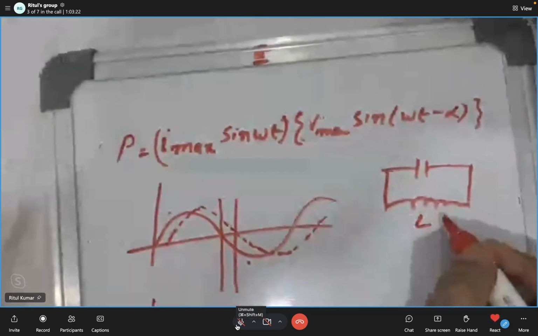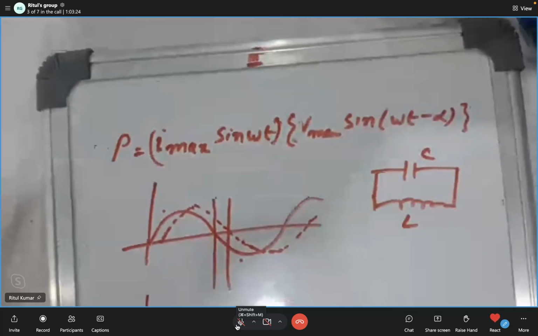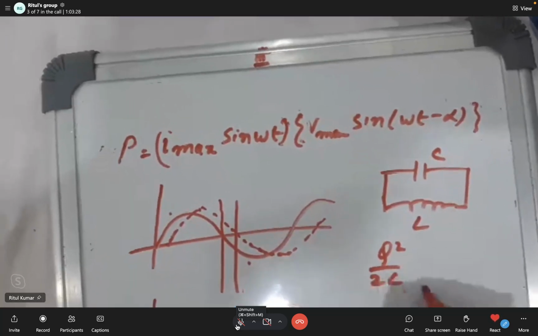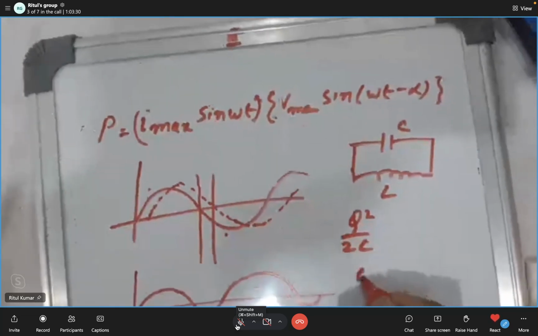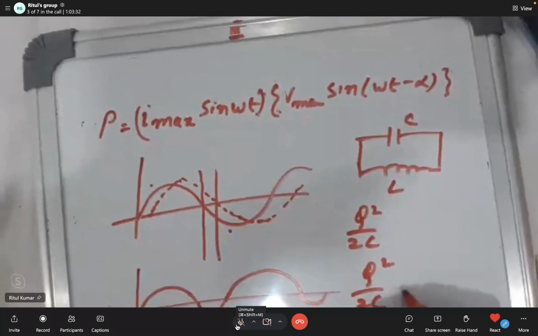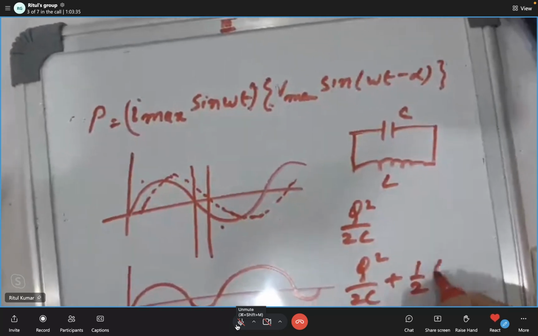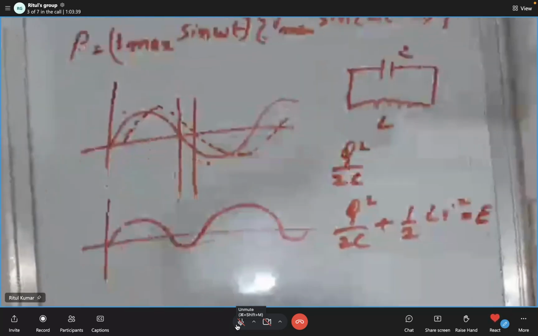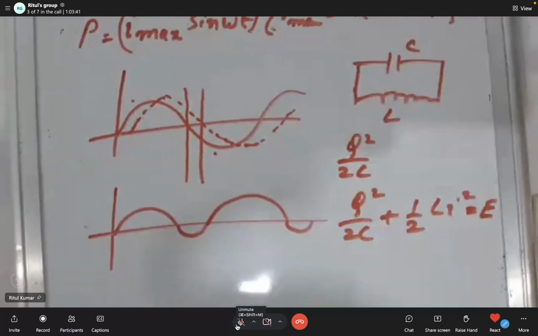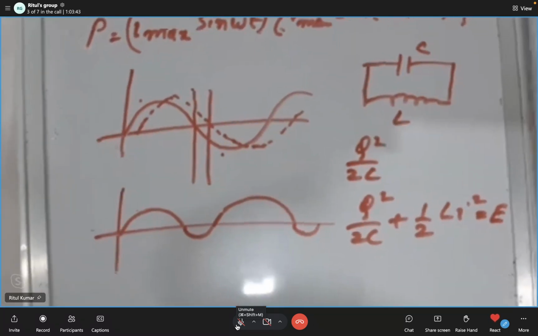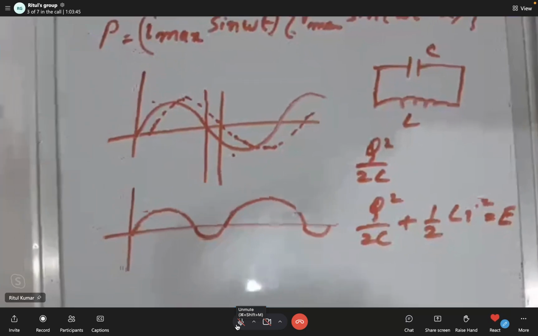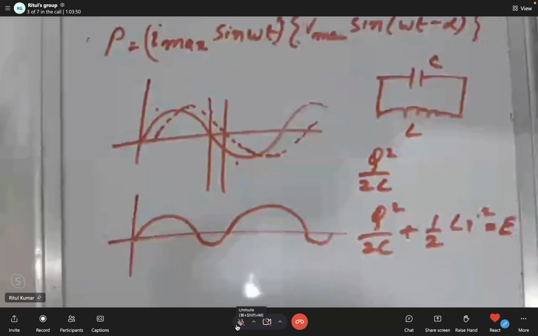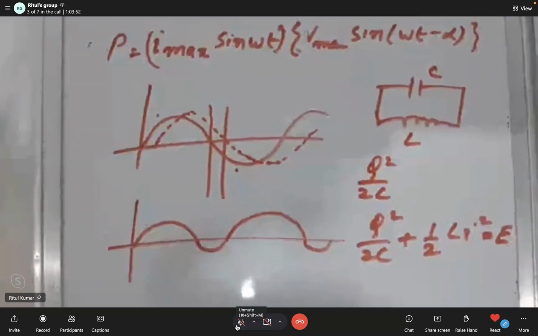This is L to me, this is C to me. Let us say the capacitor was initially charged. What was energy? Q square by 2C. What is it now? Let's say Q square by 2C plus half L i square is equal to the energy that was there initially. Here, current and voltage both are to oscillate. Total energy retained. There is no vent to that energy.